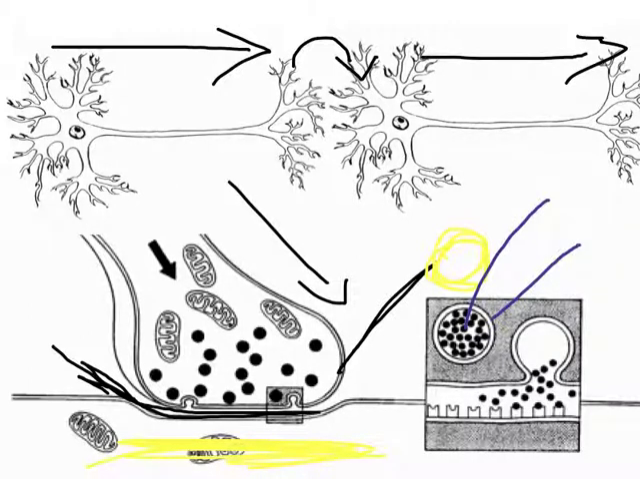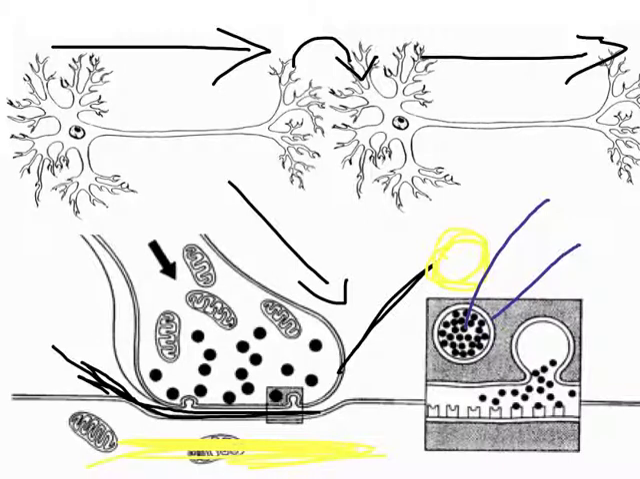Step 3, they fuse with the presynaptic membrane right here. Step 4, they release their neurotransmitters. Step 5, the neurotransmitters travel across the synapse and bind to receptors. Those receptors are located on the postsynaptic membrane, which is this area right here. Postsynaptic membrane, neurotransmitters binding to receptors.